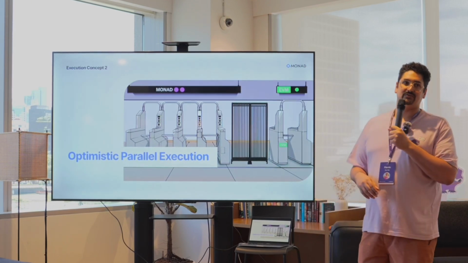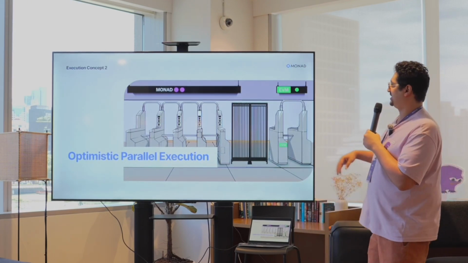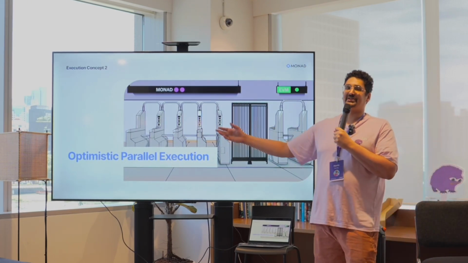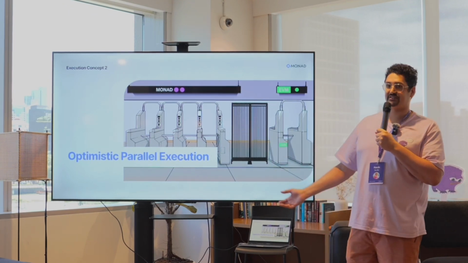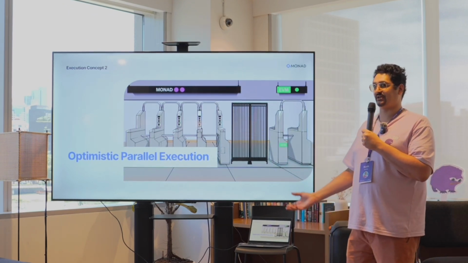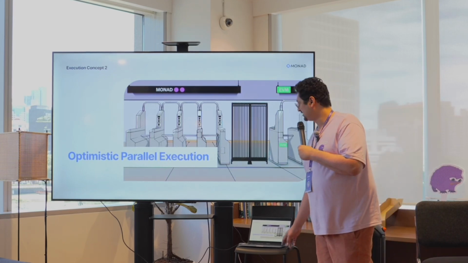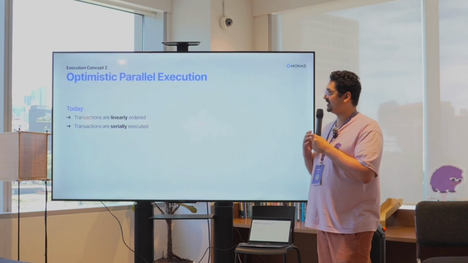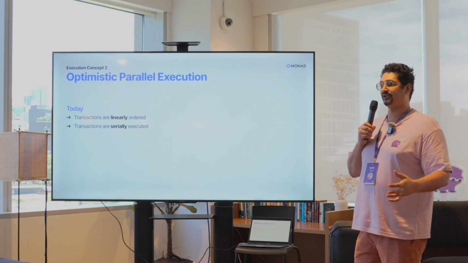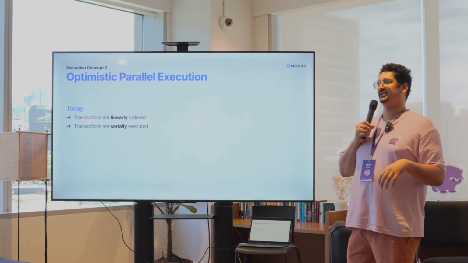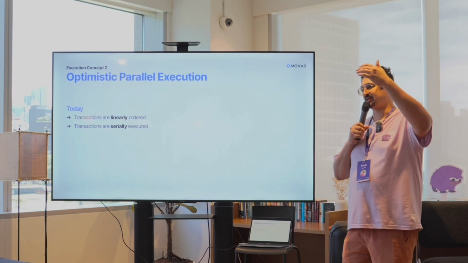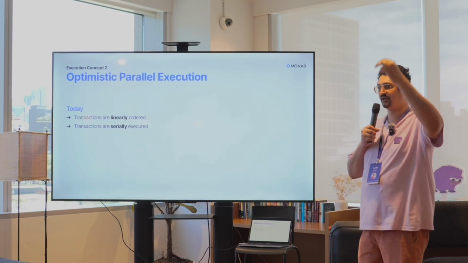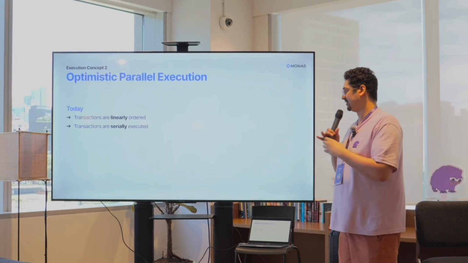Very simple view of what parallel execution is: taking one lane and turning it into multiple lanes. Computers today have multiple cores. It's kind of ridiculous if we're not using them. So let's go ahead and use the hardware. So today, transactions are mostly linearly ordered and serially executed. This is kind of the logical thing that you think about in your head, right? Transactions come into the block, they have an ordering, and then they're just executed in that order.